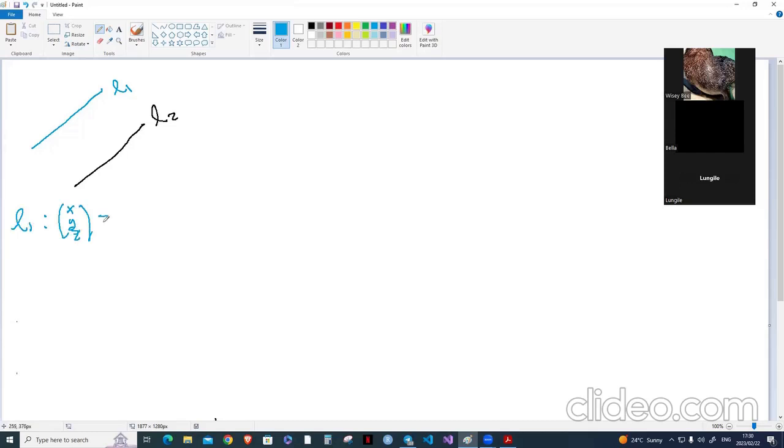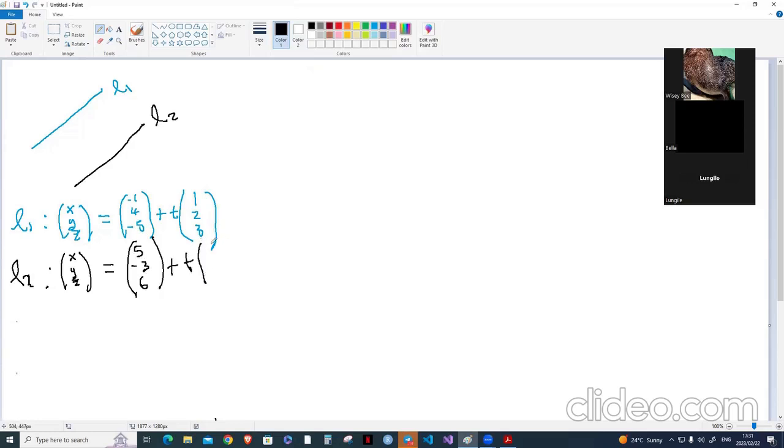X, Y, Z is given by (1, 4, minus 5) plus t(1, 2, 3), and then this one will be L2, which is X, Y, Z equals (5 minus 3, 6) plus t(2, 5, minus 1). So they might give you these 2 lines, right?